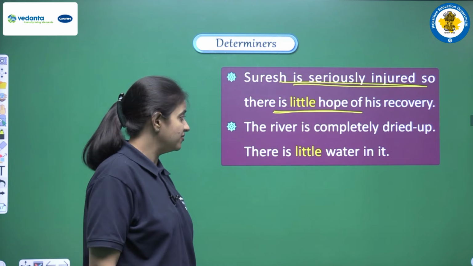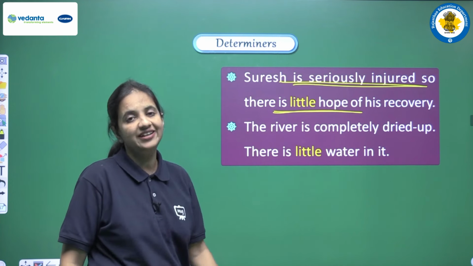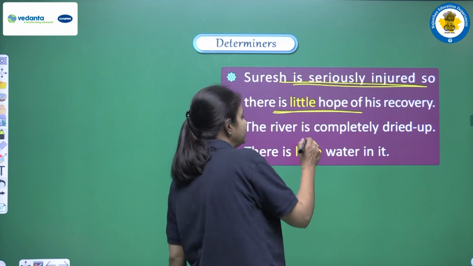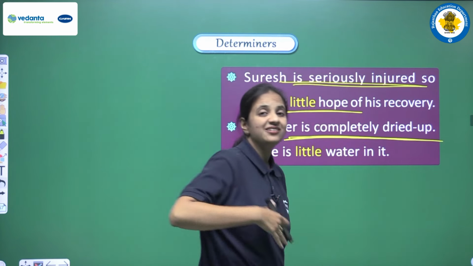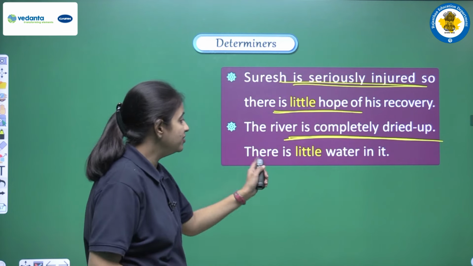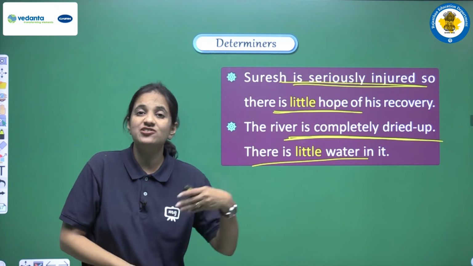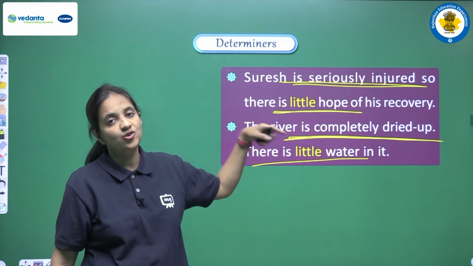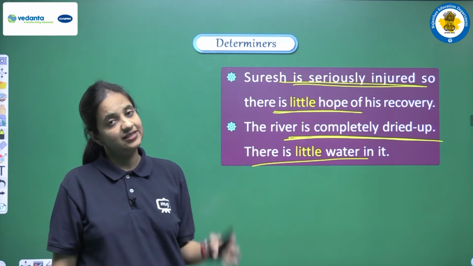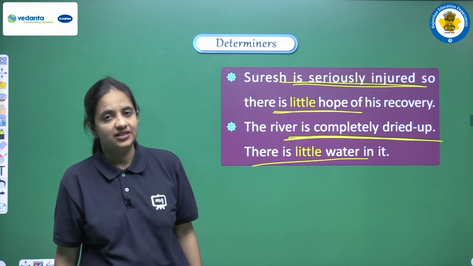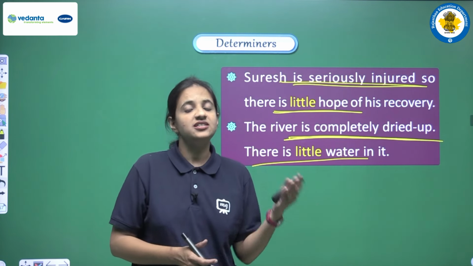Next is, the river is completely dried up, there is little water in it. When we say that this river is completely dried up, if a river has completely dried up, then obviously the water in it will be almost nothing, that is why the river has dried up. And water is an uncountable noun, and this is the reason we are using little here as a determiner.